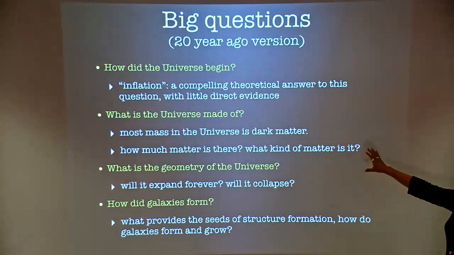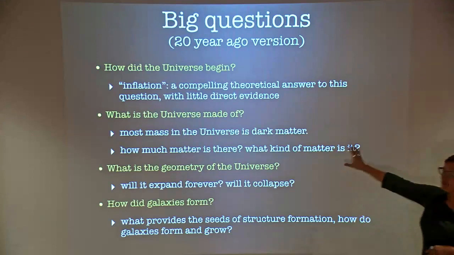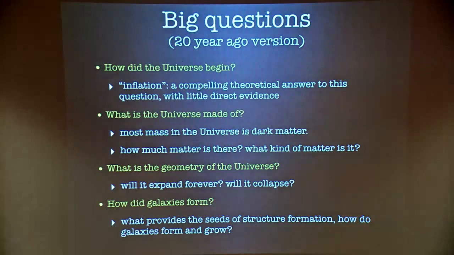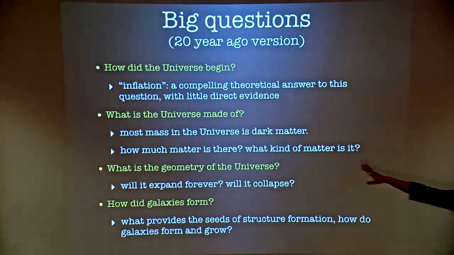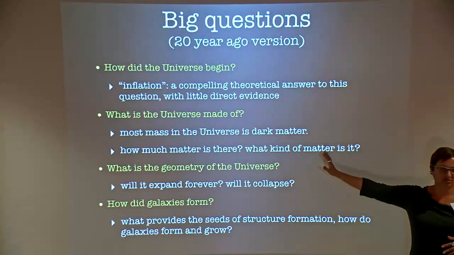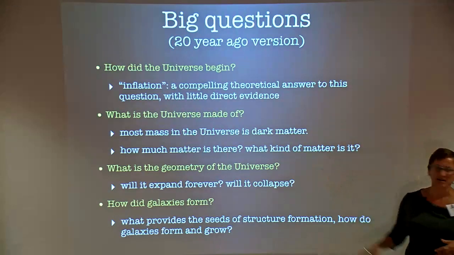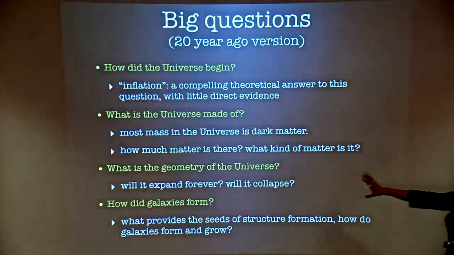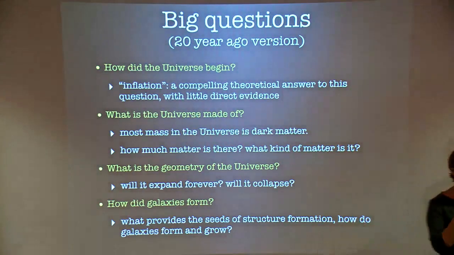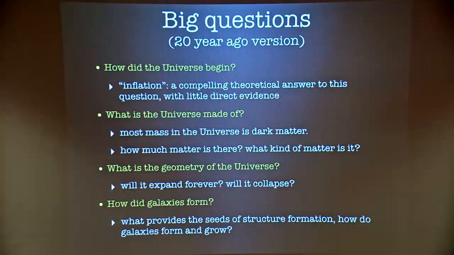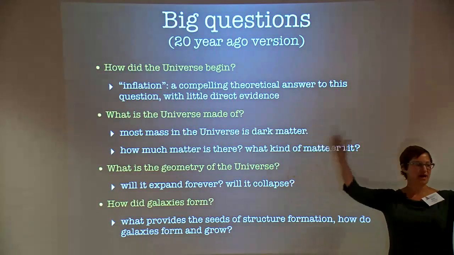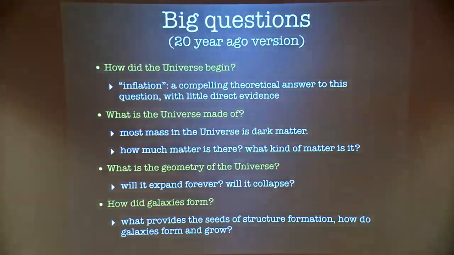We had this question, what is the universe made of? We already knew at that time that most of the mass in the universe was not stuff that emits or absorbs light, but we really didn't know even these basic things, like to an order of magnitude, how much matter is there and what kind of matter is it? We had this question about what is the geometry of the universe, and in cosmology, the geometry is related to the ultimate fate of the universe. So this is related to questions like, will it expand forever? Will it stop expanding and recollapse? Or just continuously slow down?